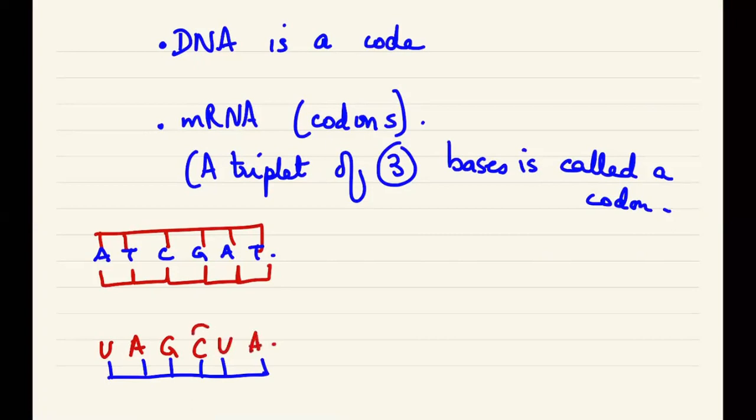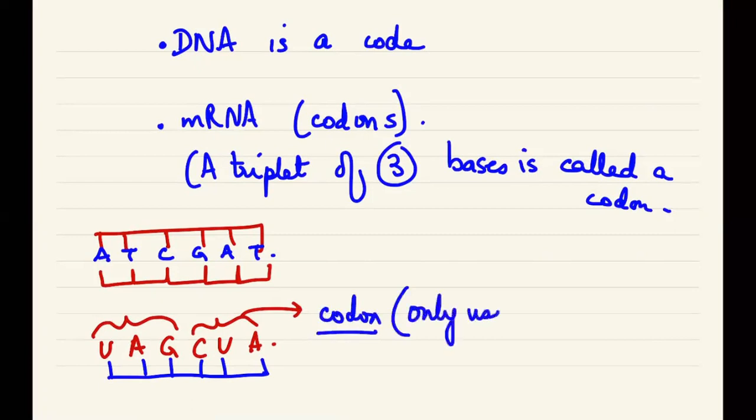ठीक है? So this triplet, and this is also a triplet. Every triplet of bases is known as a codon, but the word codon is only used for mRNA. और DNA के लिए आपको code होगा, right? So for the word DNA you'll use code, and for mRNA you'll use codons.